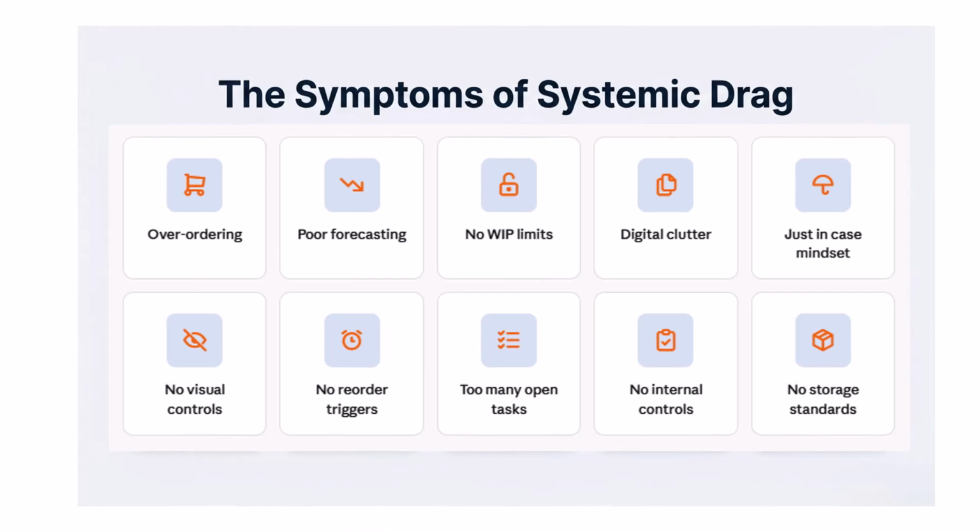So here's 10 symptoms that tell you you have inventory waste in your business. So take a look and count up how many of these apply. So you have over ordering, poor forecasting, no WIP limits, digital clutter, a just-in-case mindset, no visual controls, no reorder triggers, too many open tasks, no internal controls, and no storage standards.